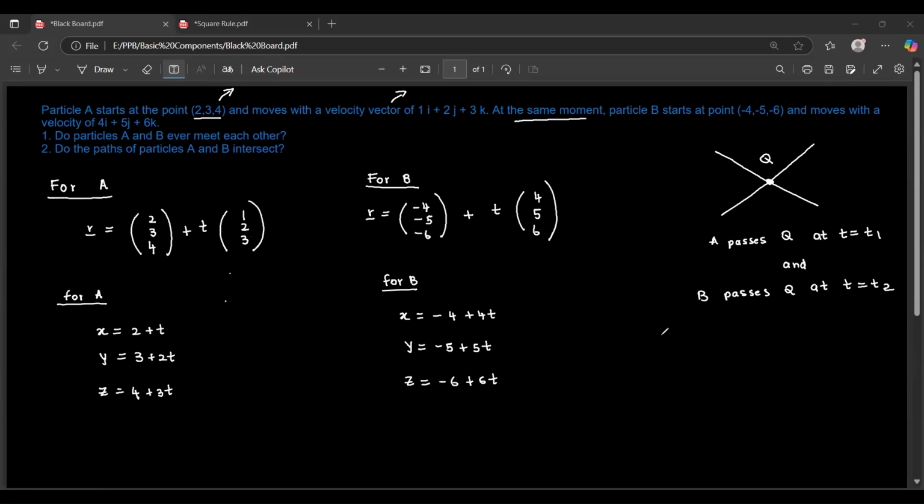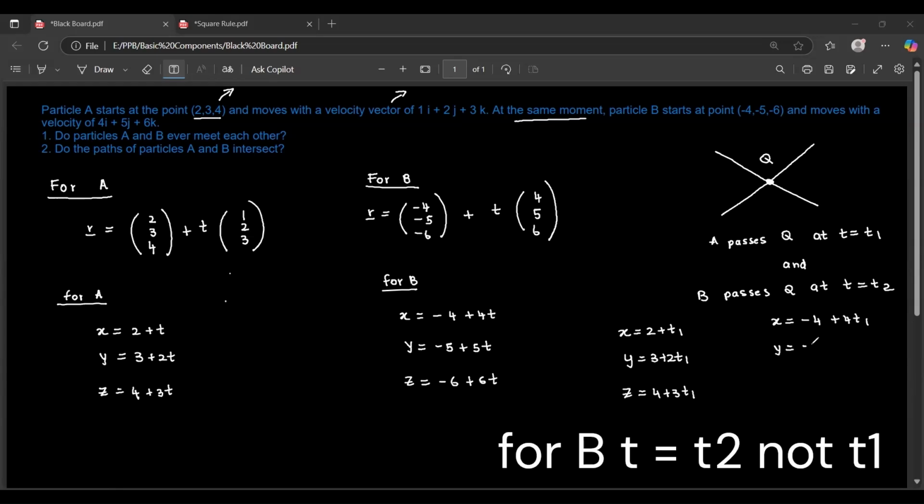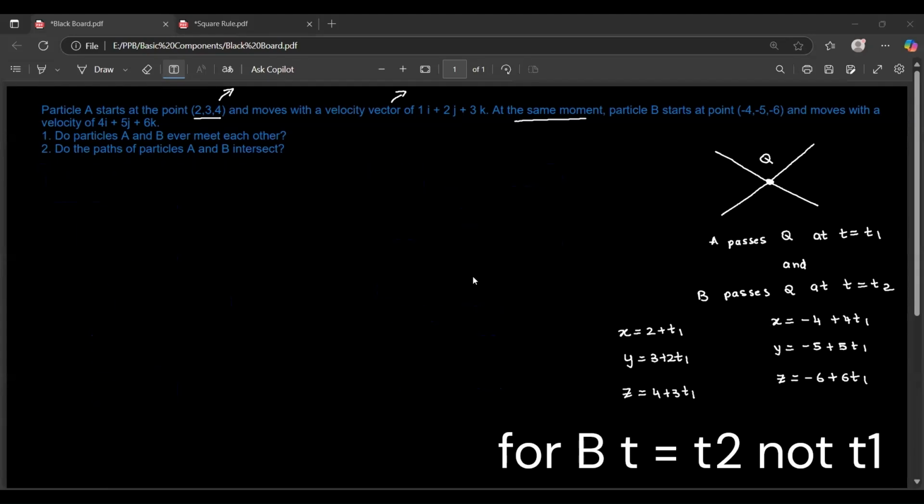So let's see. We have x equals 2 plus t1, y equals 3 plus 2t1, and z equals 4 plus 3t1. And similarly for B, we have x equals minus 4 plus 4t1, y equals minus 5 plus 5t1, z equals minus 6 plus 6t1. That's it. Now we just have to go with the system of equations.